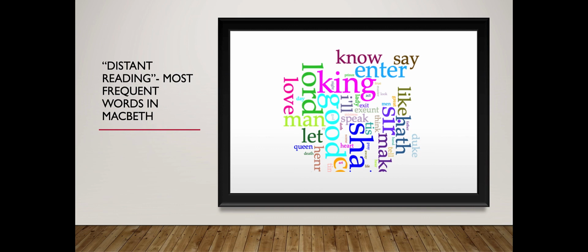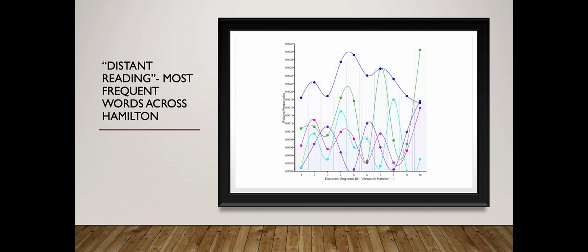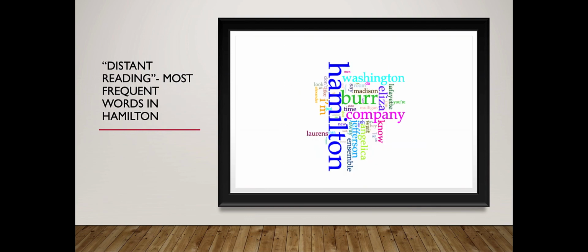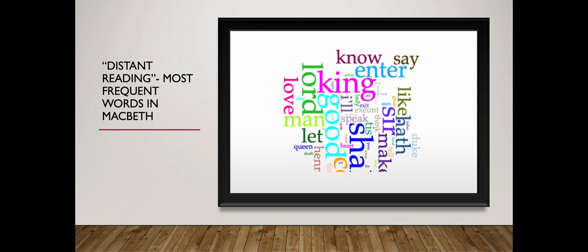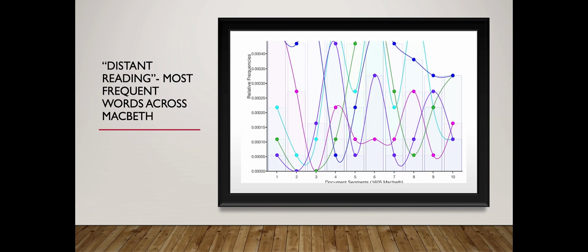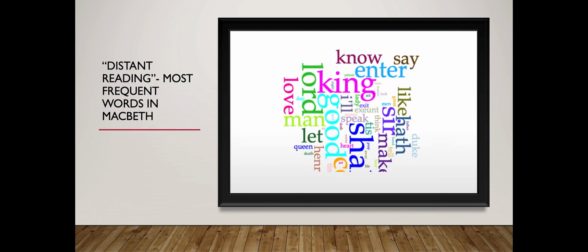And here we go with Macbeth. King, lord, good, enter, right? King, good, lord, man. Right? It's not as specific as Hamilton, right? Hamilton is very specific to that person, where there's these concepts of king and lord, right? And again, you can look at graphs and think about, like, oh, is this a tragic structure because of the way that king is used throughout the text or not, right?